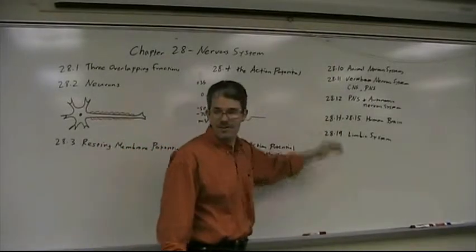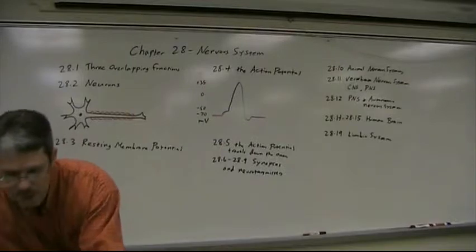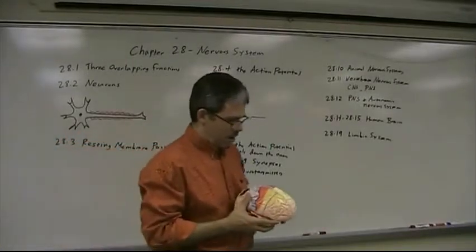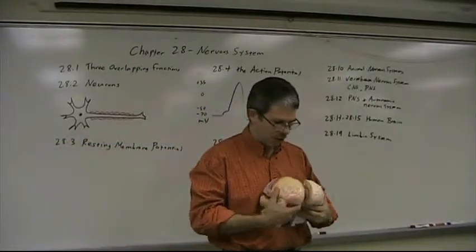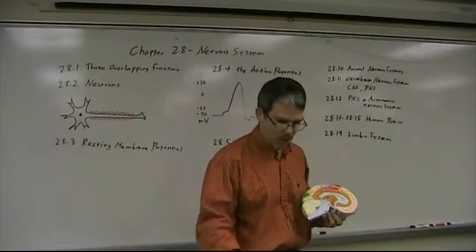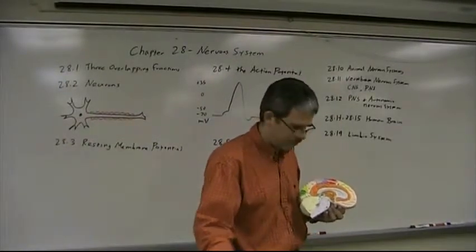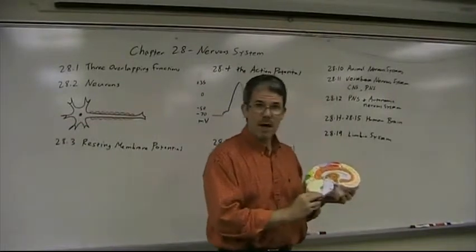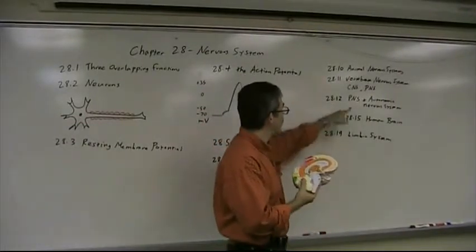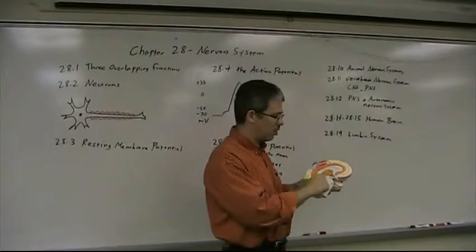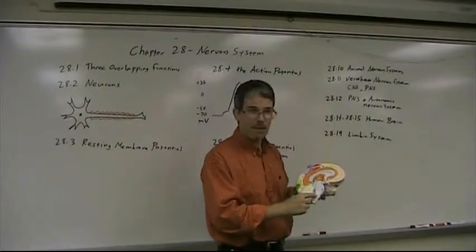Sections 14 and 15 discuss the human brain. Now, in your notes and in your book, it goes over the parts of the brain. Now, to use this as an illustration, we can start off with the brainstem. The brainstem has centers for autonomic function. They include the midbrain, the pons, and the medulla oblongata.